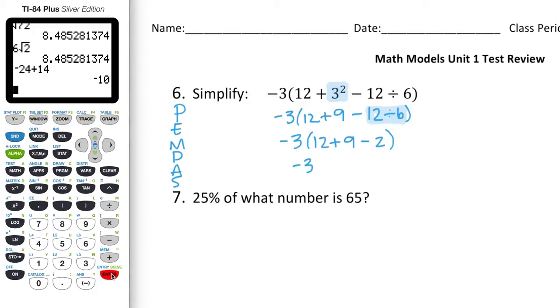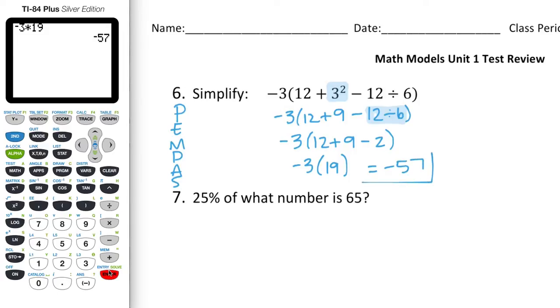Then we can add and subtract. 12 plus 9 is 21. 21 minus 2 is 19. So for our final step, we're just going to multiply those numbers. So negative 3 times 19 is going to give us negative 57. So that's your final answer.